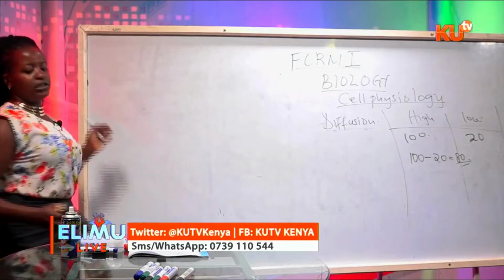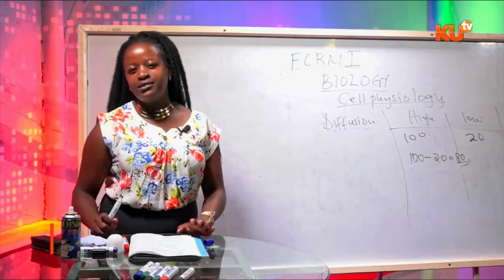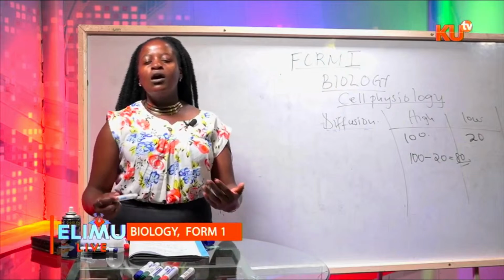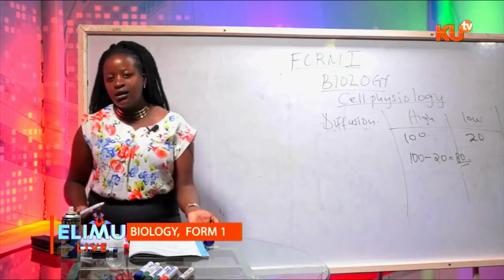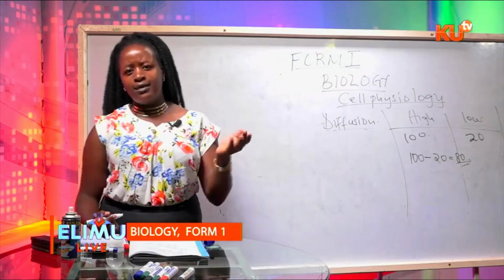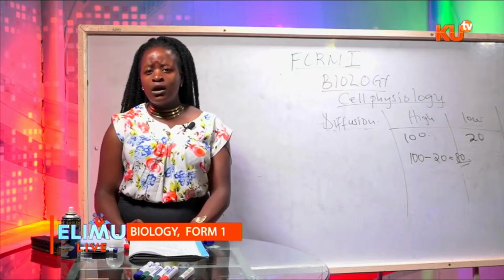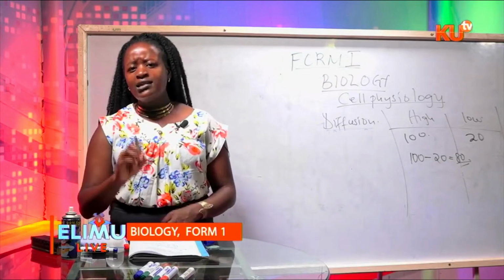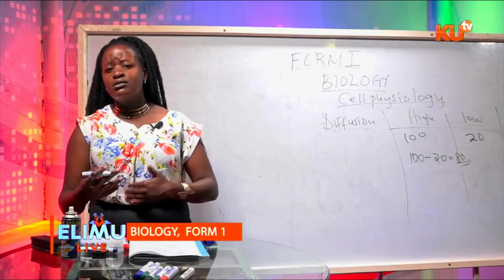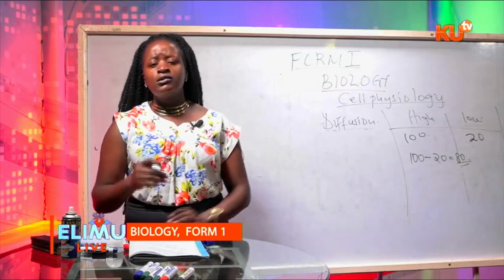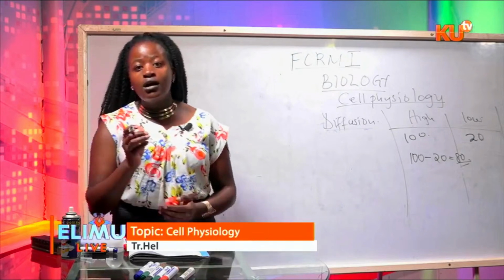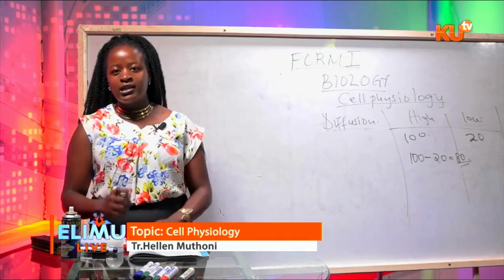So we are going to continue. After the experiments, we are going to look at what affects diffusion: what makes diffusion to be fast, what makes diffusion to be slow, what makes diffusion to be higher, and what makes it to be low. So there are factors that affect the rate of diffusion. Rate means how fast or how slow something happens. So there are factors that affect how fast diffusion takes place or how slow diffusion takes place.